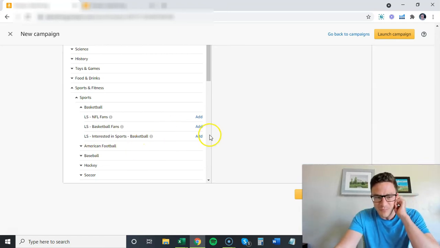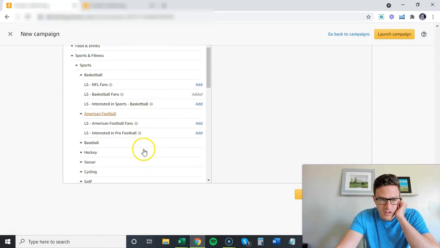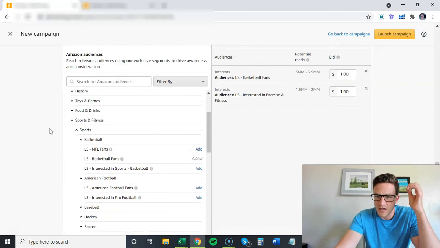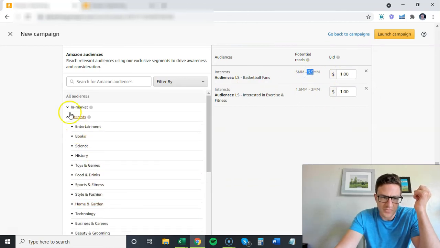Okay. Basketball fans. Let's add that. American football. American football fans interested in pro football. A lot of these seem like they overlap as well. So I'm hoping these get more refined. And basketball fans, about 3.5 million people. That seems about right. Okay, so you guys understand that pretty well, the interest.